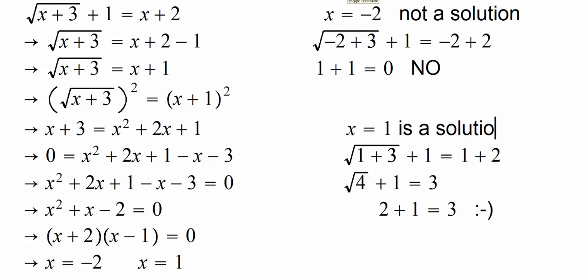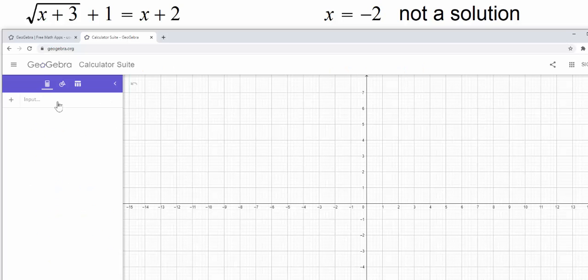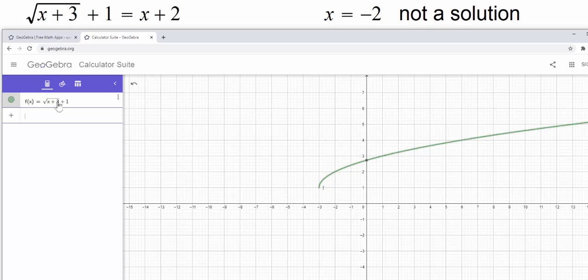And you can even graph and check. Say we graph it with GeoGebra. Here we have our GeoGebra graphing window. We enter the square root of x plus 3, plus 1, so the graph is right there. Then we graph x plus 2, the other side of the equation, and they intersect at x equals 1, and that is the only solution here.